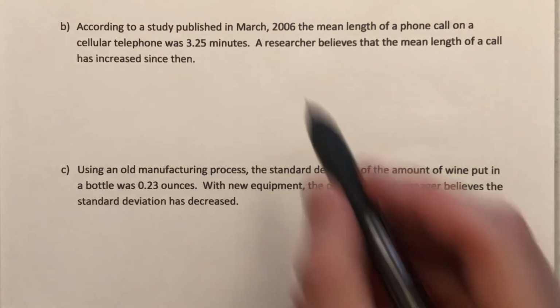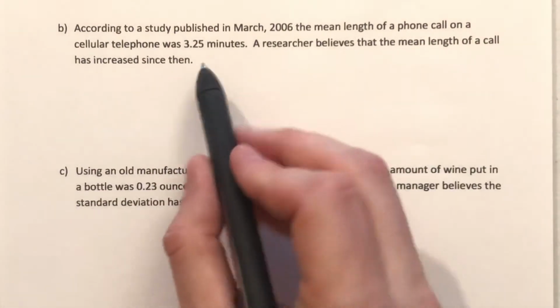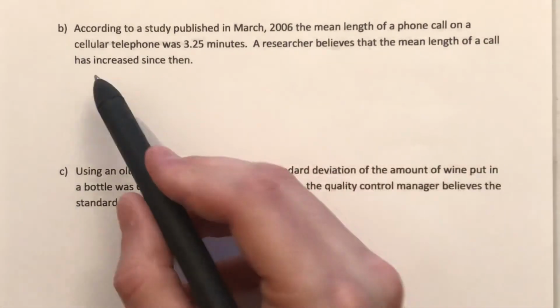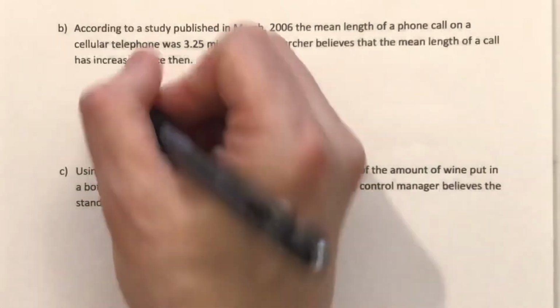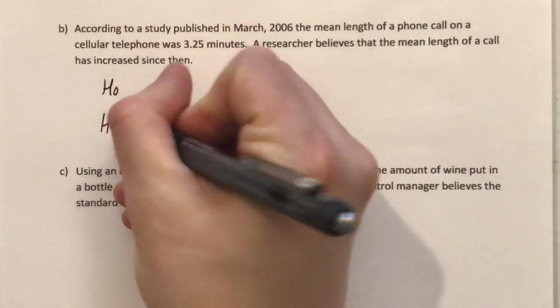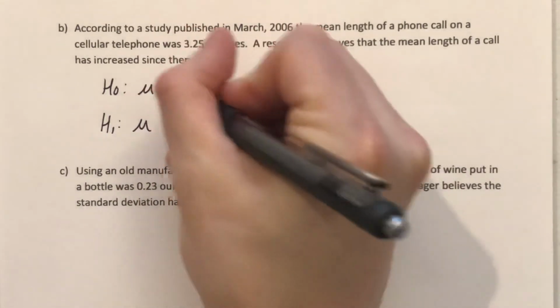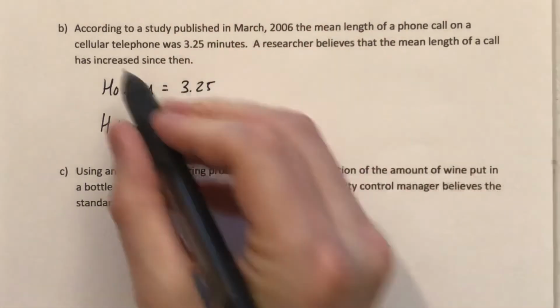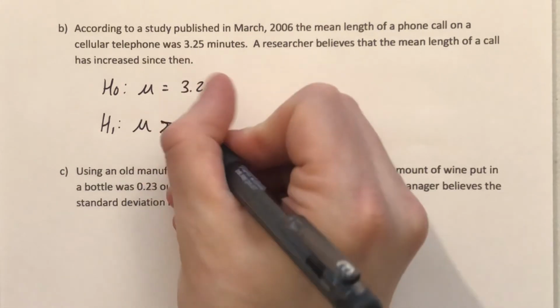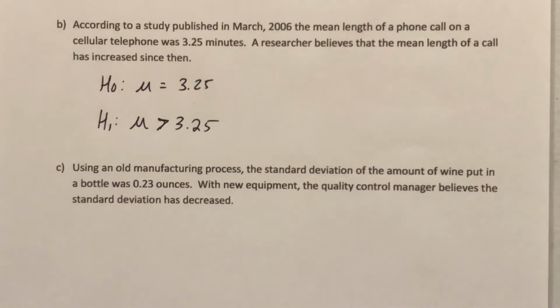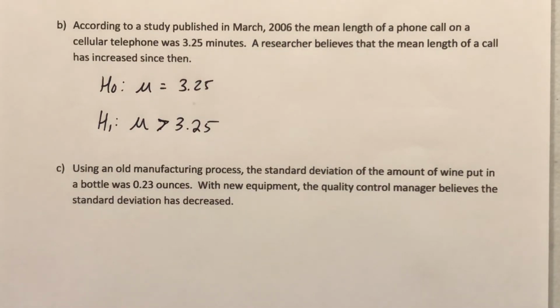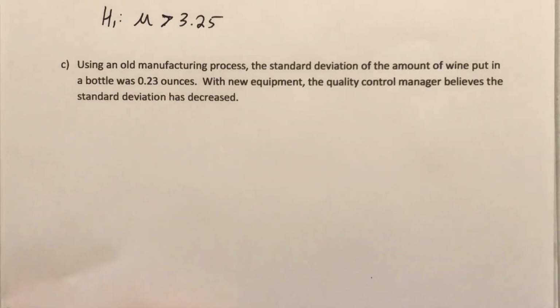For the next one, the mean length of the phone call being 3.25, and the researcher feeling like it has increased. So for the null and alternative, we know we're talking about mu, originally believed to be 3.25, but now we want to see if we can find evidence to support that it has increased. So it is now greater than that 3.25.